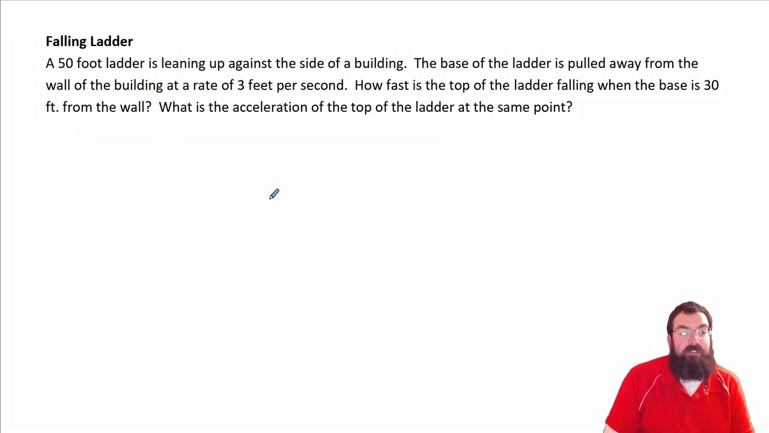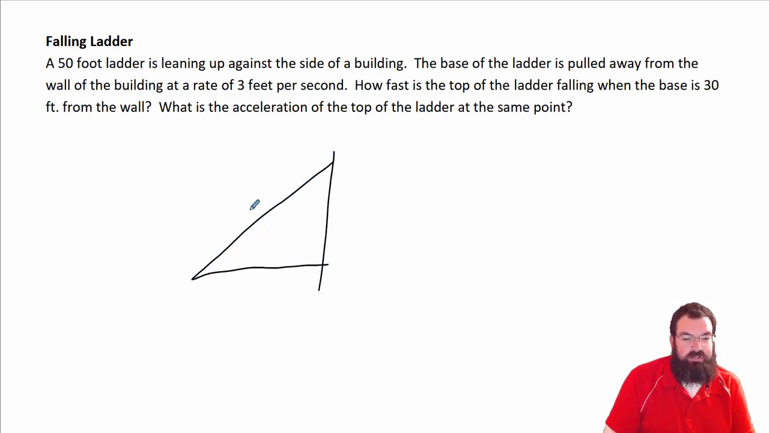Falling ladder. A 50-foot ladder is leaning up against the side of a building. So here's a building. Here is a ladder. And this is 50 foot. Boom. The base of the ladder is pulled away from the wall.